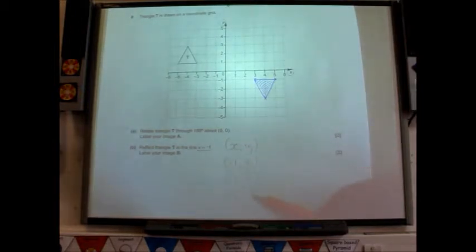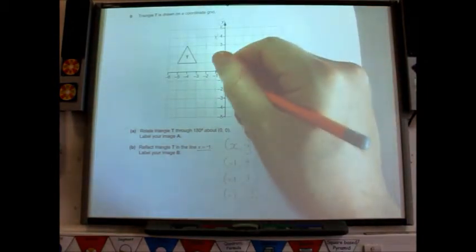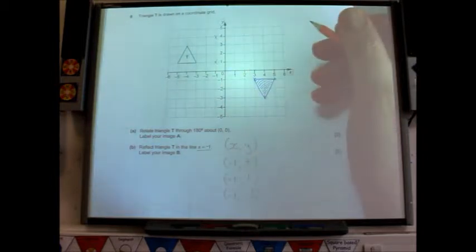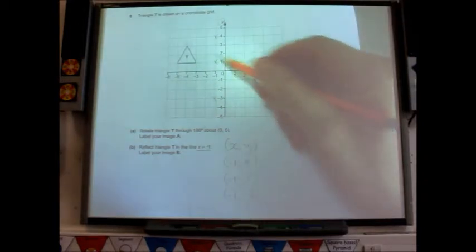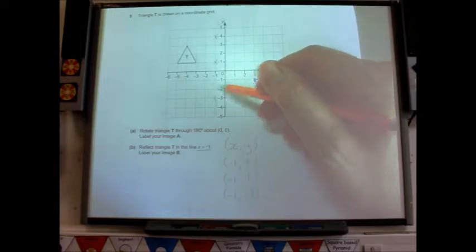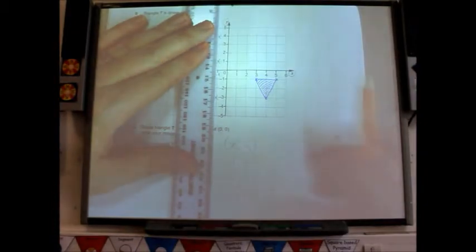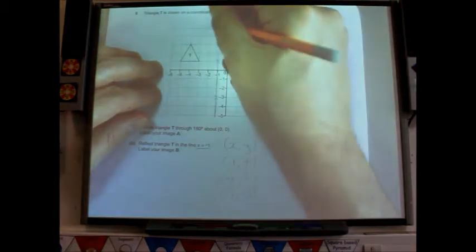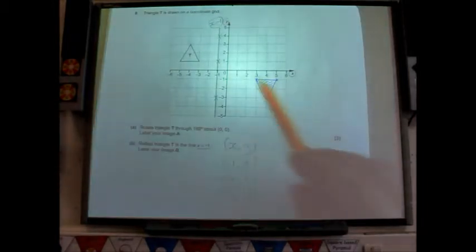Now if I plot these points here, you're going to see where the line x equals minus 1 goes. So let's plot them. Minus 1, 4, minus 1, 1 goes there, and the last one, minus 1, minus 3, goes down there. I could have had minus 1, 2, minus 1, 3, minus 1, minus 2, and I hope you can see that they all go in a straight line. So I'm going to draw that line on, and then I'm going to label it x equals minus 1. There.